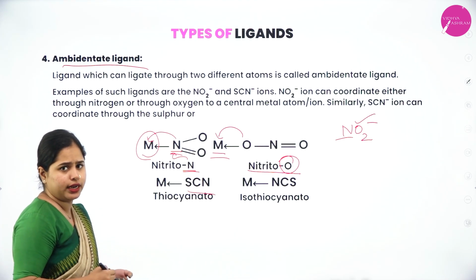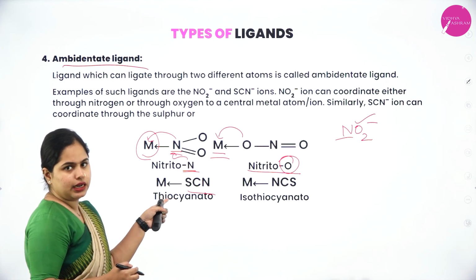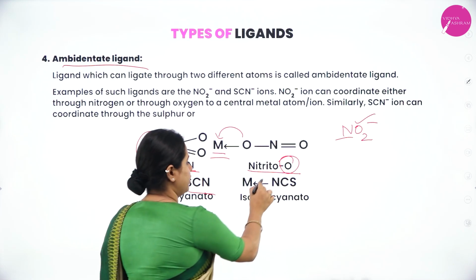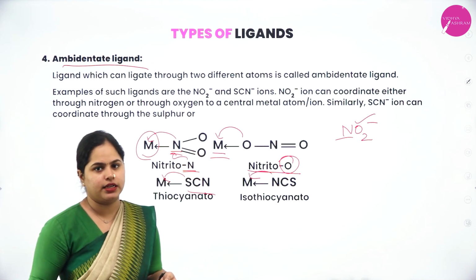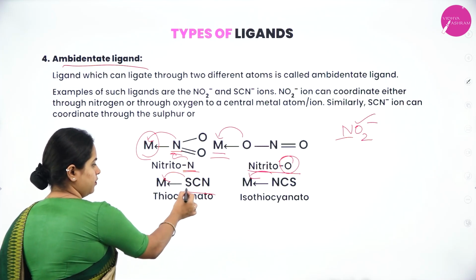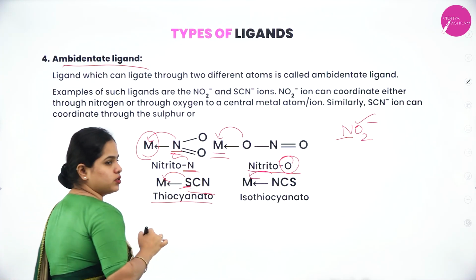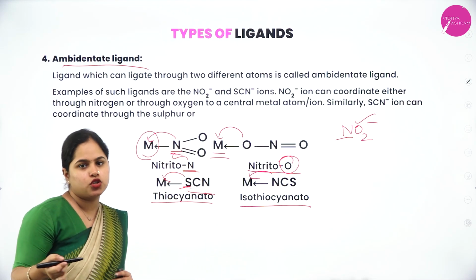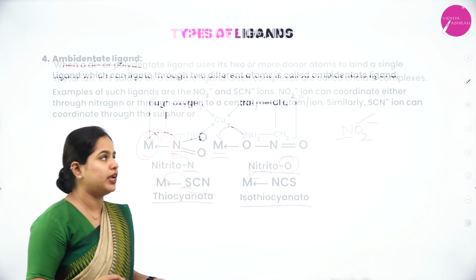This is also an important example. Either the metal can form a bond with the sulfur or it can form a bond with the nitrogen of SCN minus. So it can be SCN or NCS. If the bond is formed with the sulfur, it is thiocyanate. If with the nitrogen, it is called isothiocyanate. I hope it is clear. This is called ambidentate ligands.